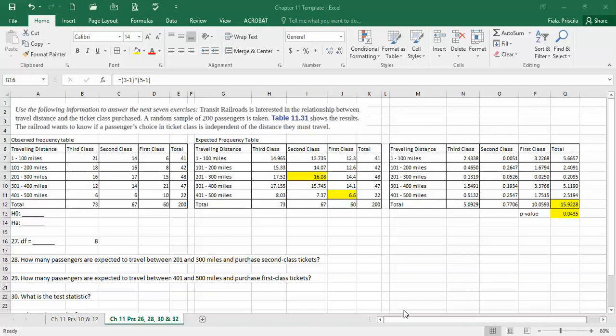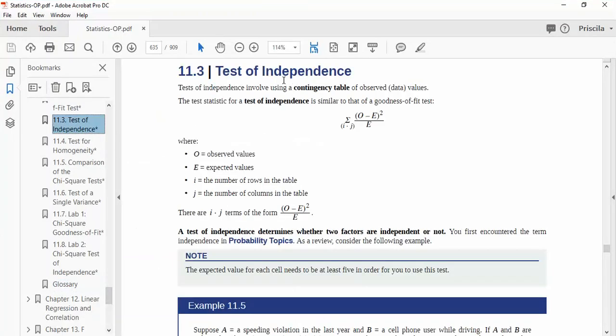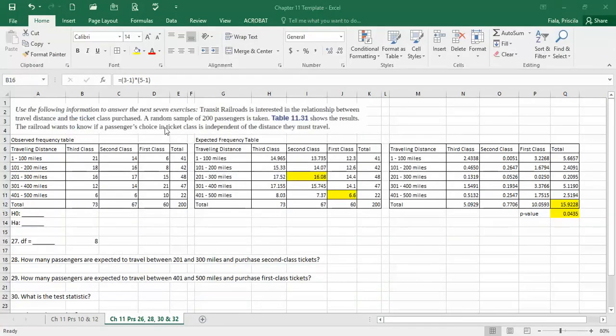The reason is because I did tell you that I was just going to cover the goodness of fit. And it ended up that I did assign these problems that we're going to talk about right now, they are for the test of independence. Now that I actually read the problem and solve it, right here it tells you the railroad wants to know if a passenger's choice in ticket class is independent of the distance they must travel.